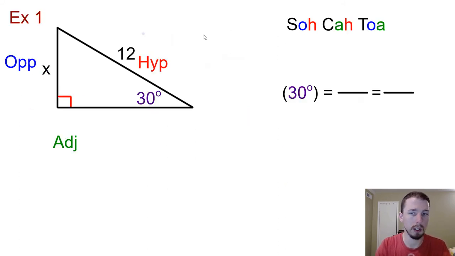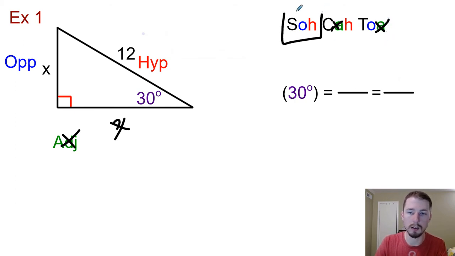So our first example, and this is what we're going to be doing on the homework. On this one, we have 30 degrees, so that's the angle we're relating with respect to. Then we have the opposite side x, and the hypotenuse is 12. Now, what trig function relates the opposite side to the hypotenuse? It's not going to be cosine, because we're not using the adjacent side at all. It's not going to be tangent because we're not using the adjacent side. So it's going to be the sine function.